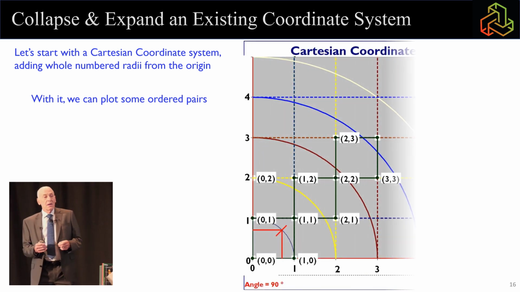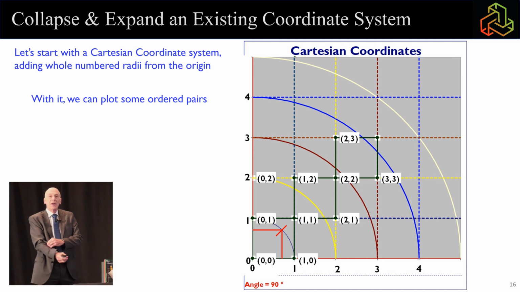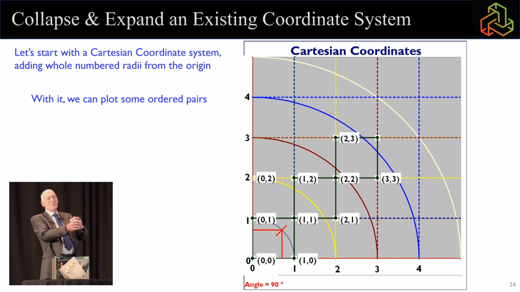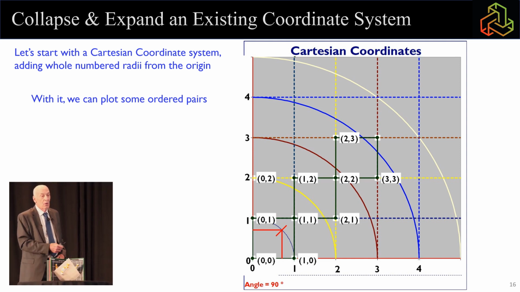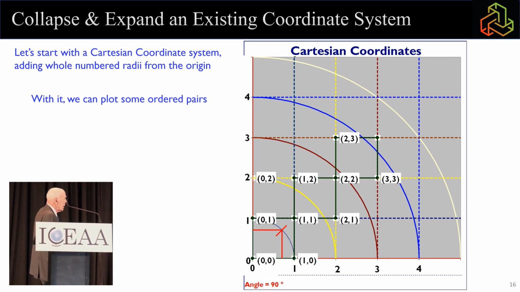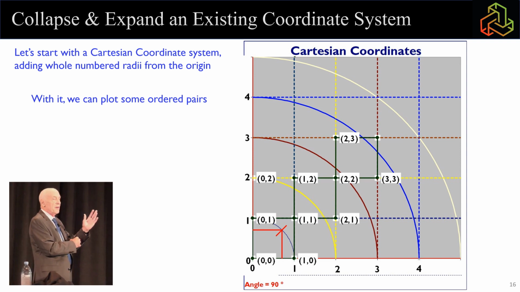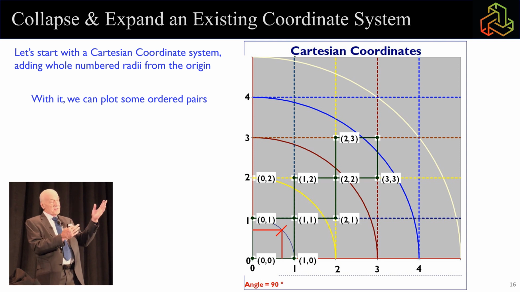Well, let's start with a Cartesian coordinate system that most of us are familiar with from high school or junior high. And what we're going to do here is we've got a bunch of whole number ordered pairs here. And then we said, well, you know what? Let's put some radii coming out from the origin with whole numbers. And let's see how we can plot some ordered pairs. Well, now we have a very good idea where all this data is as we've placed it here.